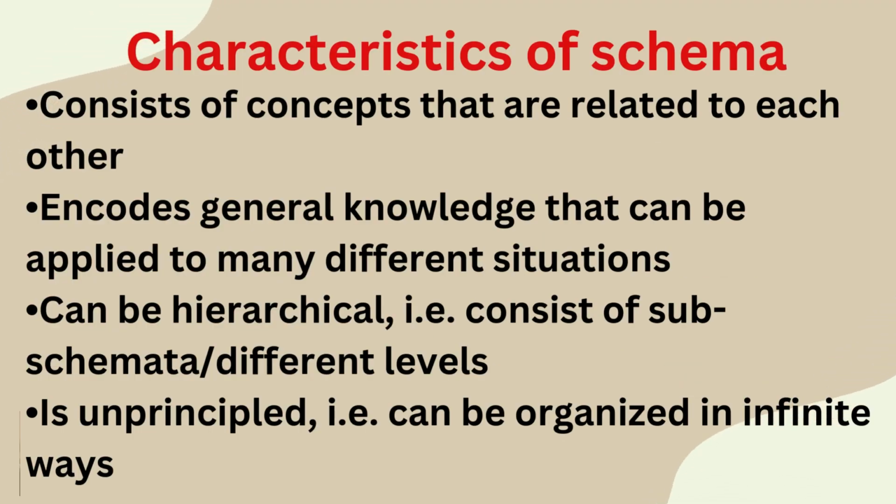See this wheel, these are the characteristics of schema. If you look at the wheel, there are a lot of concepts written here, and they are all related to each other. So basically it consists of concepts that are related to each other. It encodes general knowledge that can be applied to many different situations. It can be hierarchical, that is, consist of sub-schemata, different levels. It is unprincipled, that is, it can be organized in infinite ways.